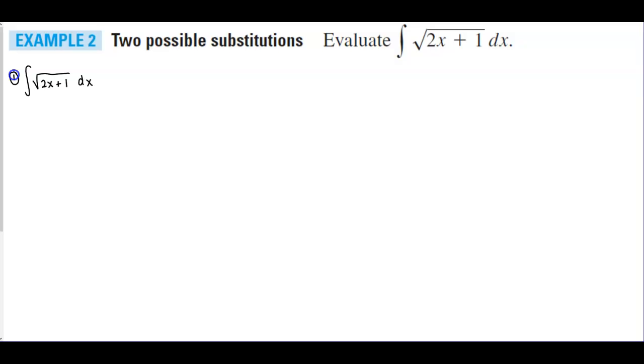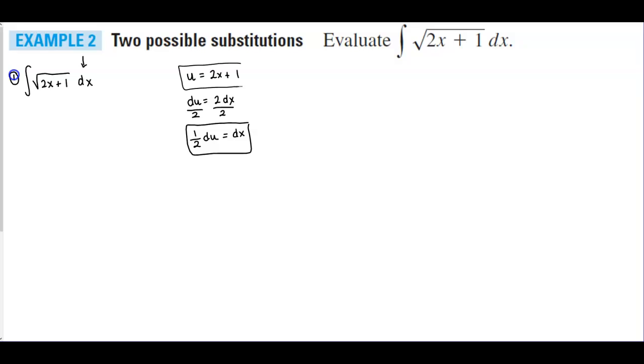Okay, so what we're going to do here is we're first going to let u equal what's under the radical, which is 2x plus 1. Okay, and then we're going to take the derivative of both sides. So we have the derivative of u, the derivative of 2x is 2, and that's 2 dx. Okay, now if we take a look at the problem here, we notice that it's just dx that we want. So we need to isolate the dx over here by dividing both sides by 2. So therefore, 1/2 du is going to equal dx.